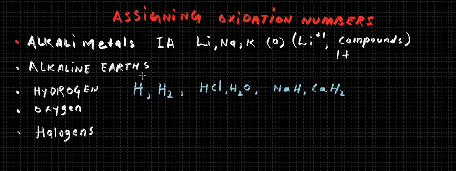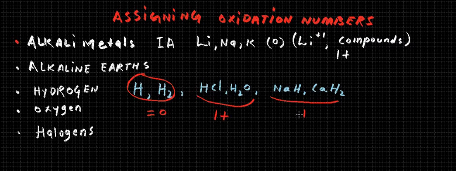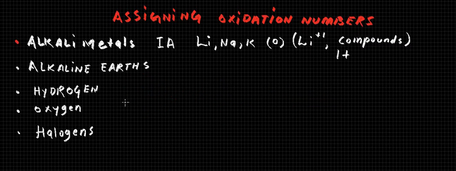Hydrogen in its atomic form or its molecular form will have an oxidation number of 0. In its compounds, its oxidation number is +1, but when that hydrogen is attached with metals, in the form of hydrides, the oxidation number is -1. That -1 is owing to the fact that the alkali metal is electropositive.